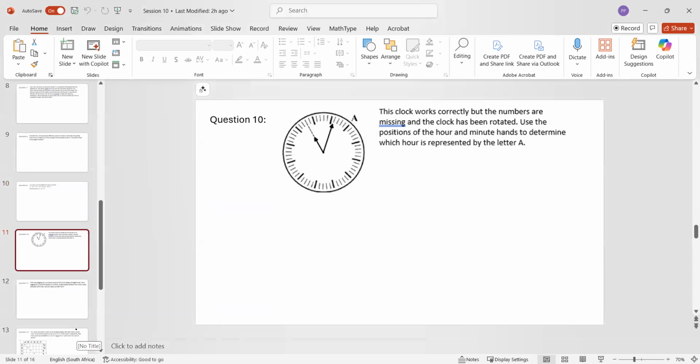Okay, this clock works correctly, but the numbers are missing. And the clock has been rotated. So we don't know where the... I guess you all know how these clocks are. You know, you have normally your clock is facing nicely. It's 12, and you got 1, 2, 3, 4, all the way up to 11, 12. Right, but this one here has been rotated, so you don't know where the 12 is sitting. Right? And you only have these hour hand and the minute hand.